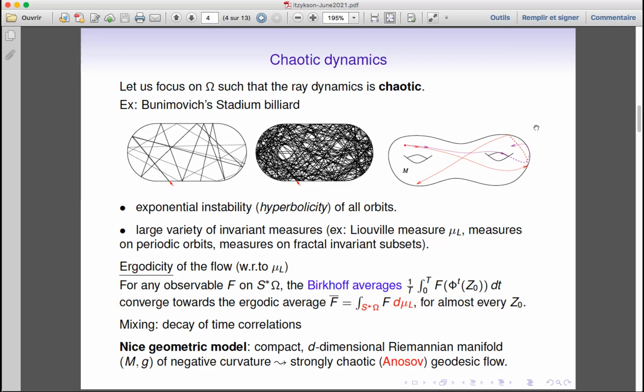Some of the results will be focusing only on this model, the geometric model. Well, the reason is that here every orbit is unstable. There is no difference. Whereas for this stadium billiard, for instance, there is a family of vertical orbits, so-called bouncing ball, which are not exponentially unstable, which are marginally stable. Okay, and they play a role.